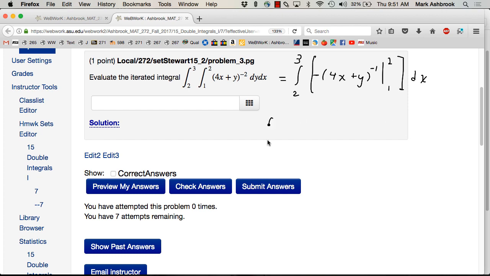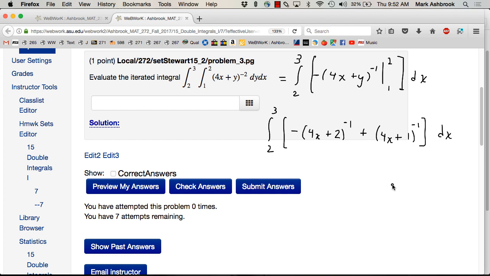So what do we get? We plug 2 in, and we're going to get negative 4x plus 2 to the minus 1. And then minus a minus will be plus 4x plus 1 to the minus 1.